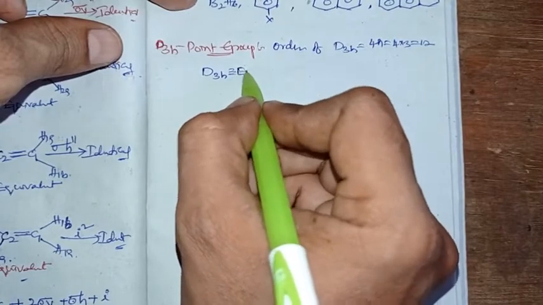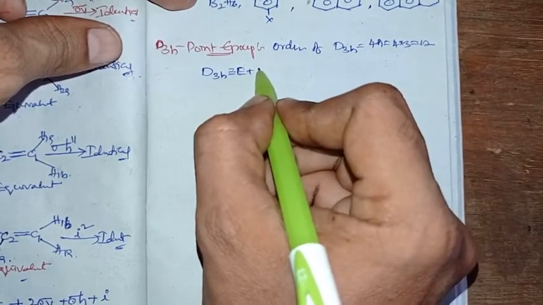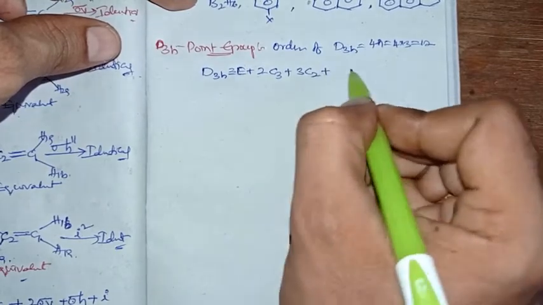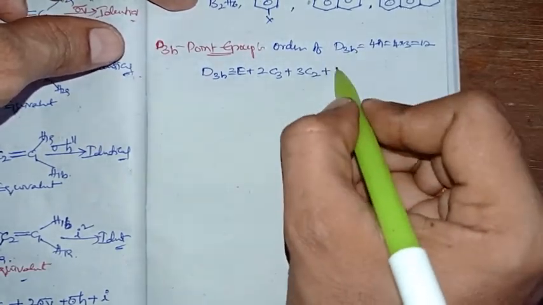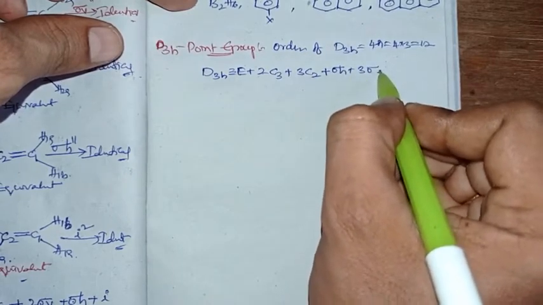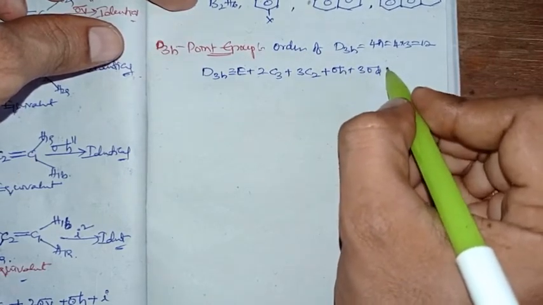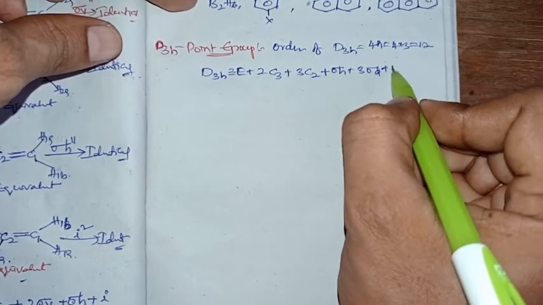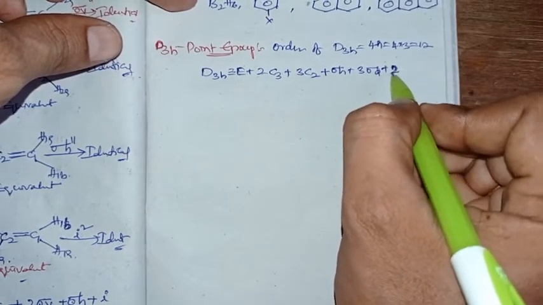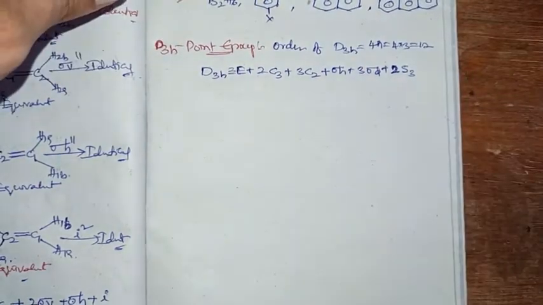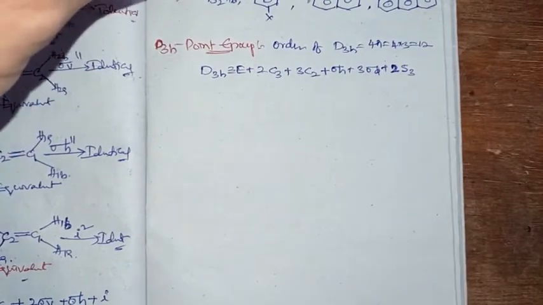Thus the elements are E plus 2 C3s plus 3 C2s plus sigma h plus 3 sigma d's. It will also have n minus 1, which means 2 S3s.